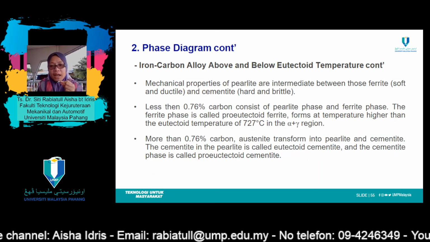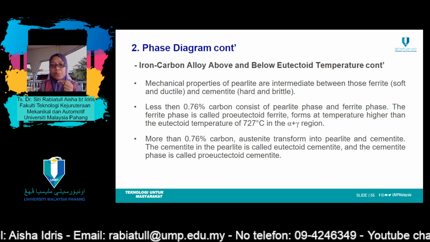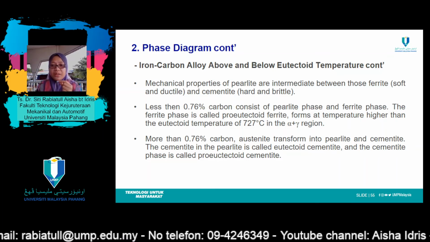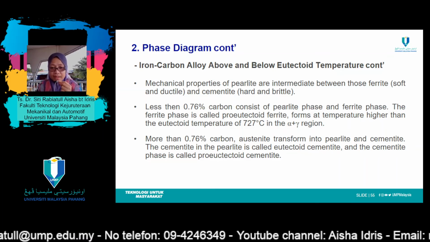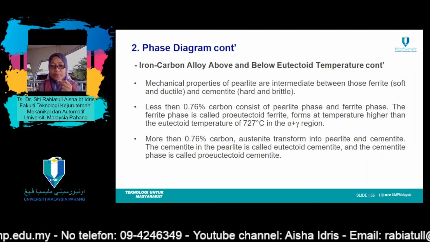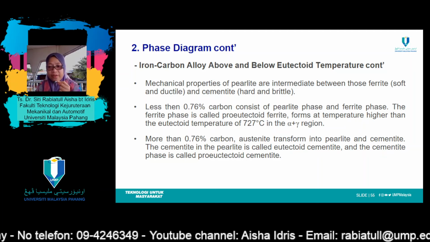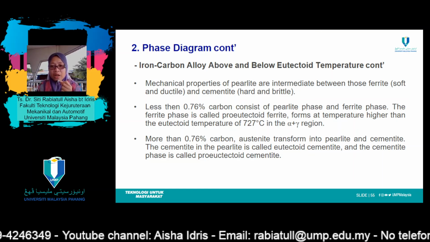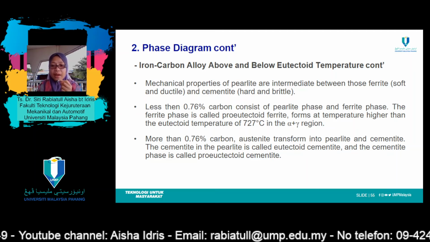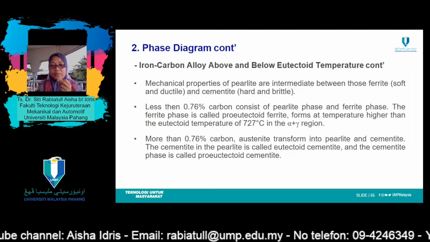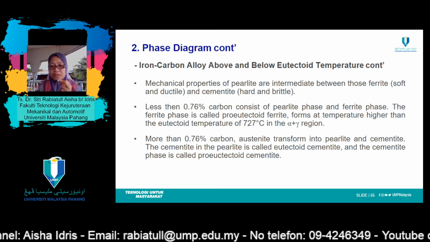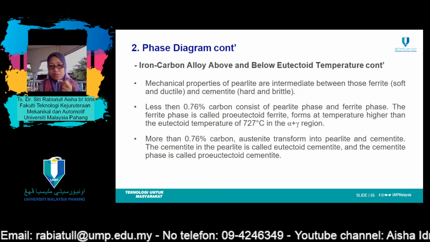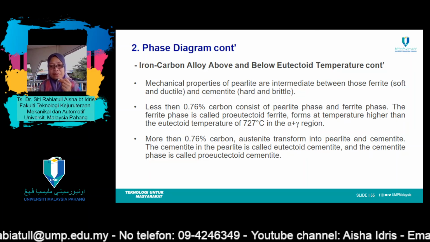For iron carbon alloy above and below eutectoid temperature, the mechanical properties of pearlite are intermediate between those of ferrite and cementite. Less than 0.76% carbon consists of pearlite phase and ferrite phase. The ferrite phase is called proeutectoid ferrite, which forms at a temperature higher than the eutectoid temperature, which is 727 degrees C, in the alpha plus gamma region. For this one, you may also want to refer to the phase diagram for a better understanding.